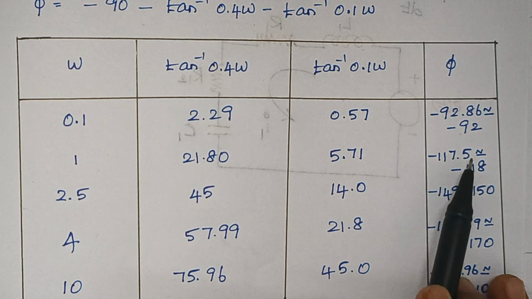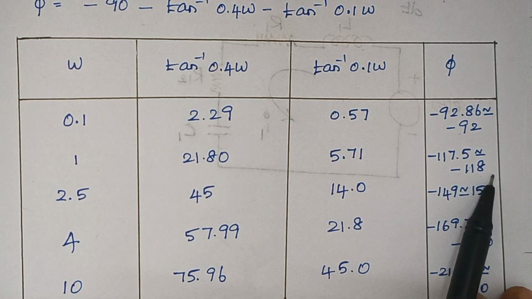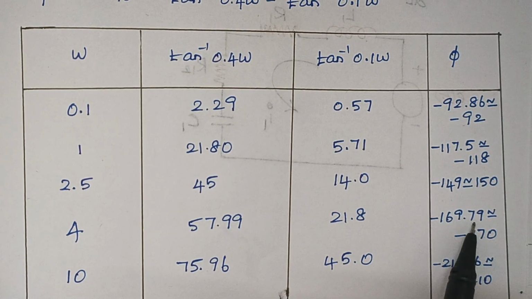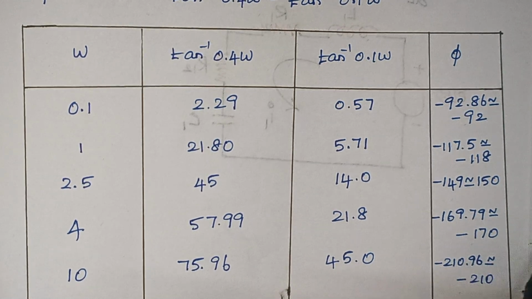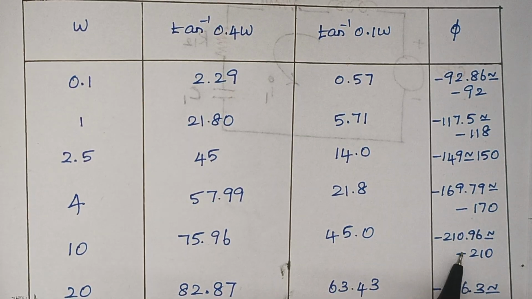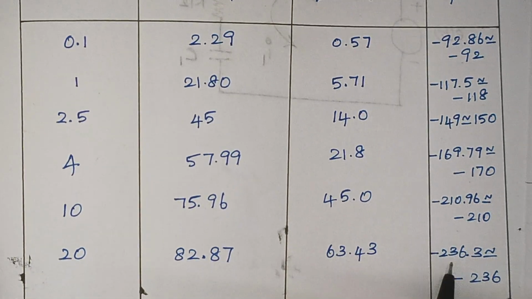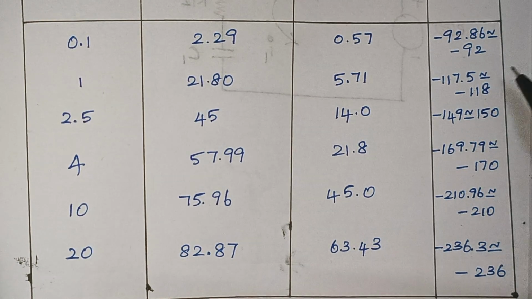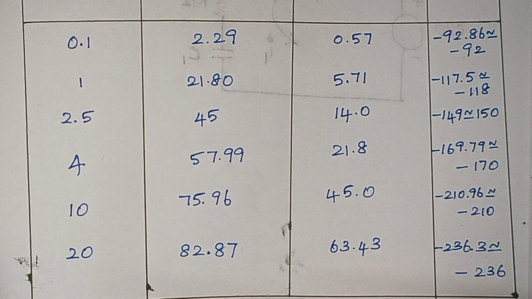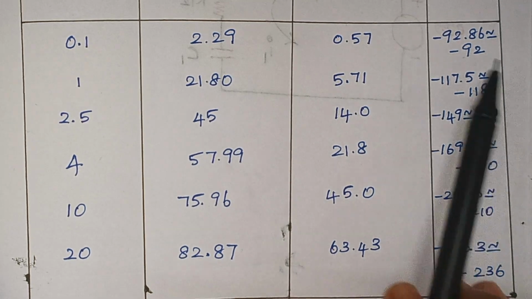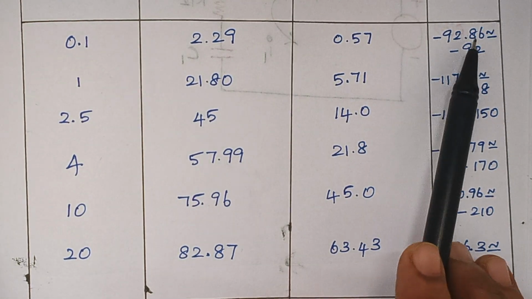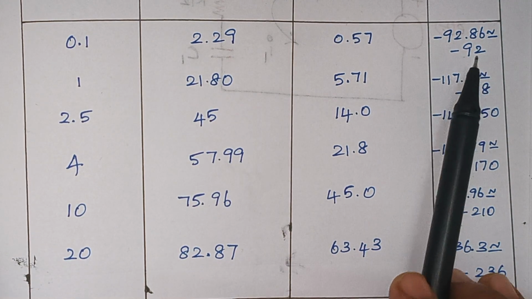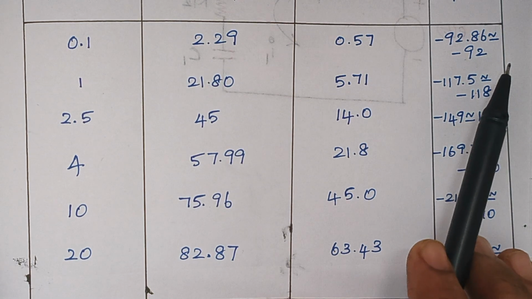Similarly, you see 117.5 here is resolved to 118 and here 149 as 150. So 169.79, so I am writing it as 170. Similarly, 210.96 as 210 and 236.3 is resolved into minus 236. Right, you can round off to the nearest value. No need, you should always do like this only. You see the first term here minus 92.86 can be rounded off to 93 also. Okay, that won't make any difference in your final answer, right?